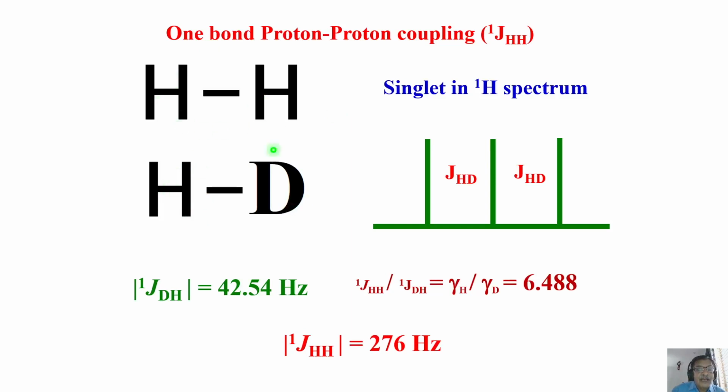Or if I know this, I can get this. Very easy, because that is given by a simple expression. 1JHH, because we are looking at 1JHH here, divided by 1JHD is equal to gamma HH over gamma HD. What is gamma HH? We know that: 26.75 times 10 to the power of 7 radians per Tesla per second. That we should not forget.